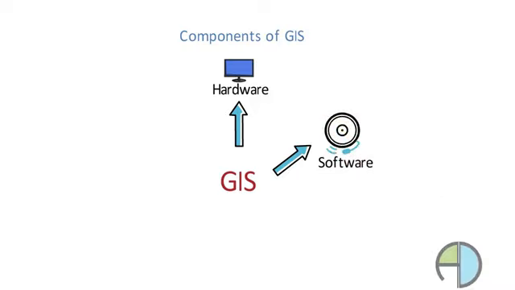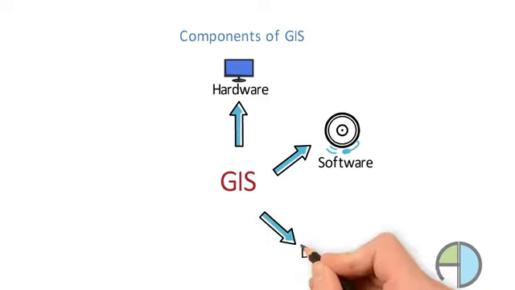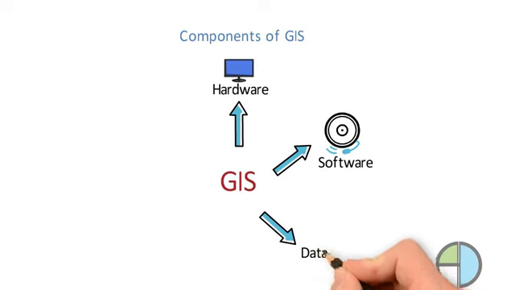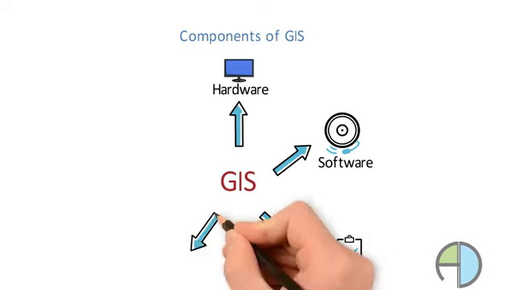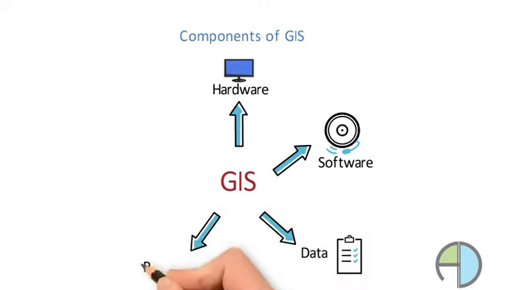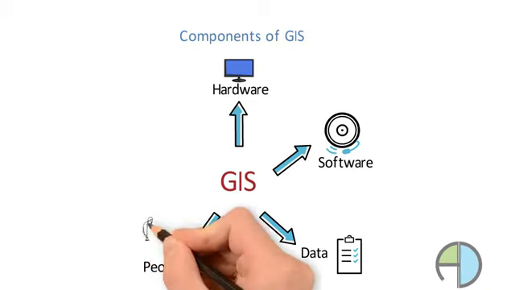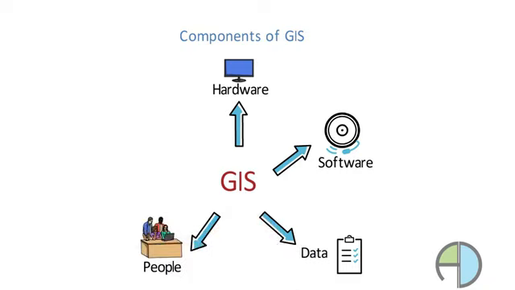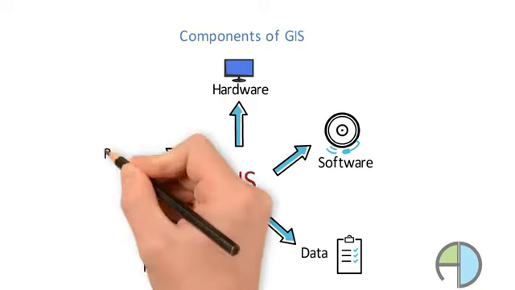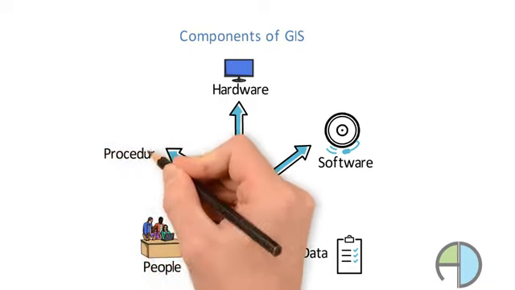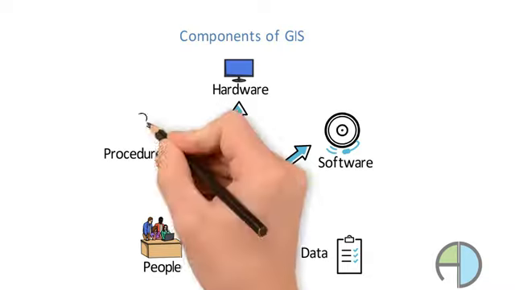Third component is the most important component, that is data. GIS is like any other system, garbage in garbage out kind of a system, so quality of data is very important. Next component is the people who use the GIS system, who manage the data, who update the data. So people play a very critical role in keeping the data up to date. Last component is nothing but the procedure. Standard set of procedures and methodology help us in creating and maintaining GIS system up to date.